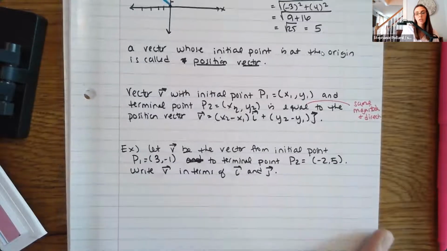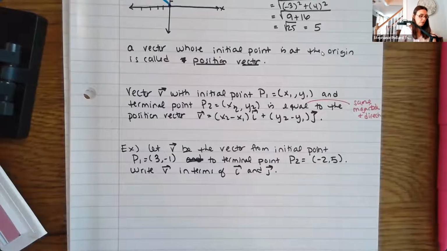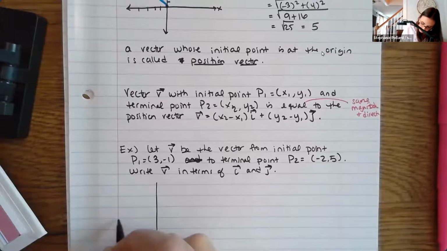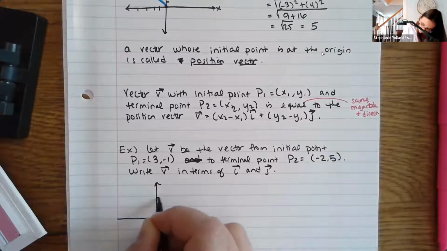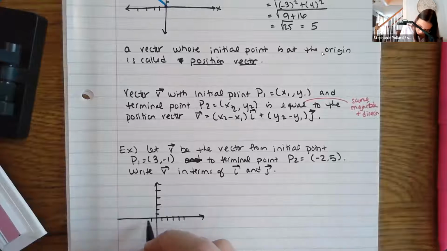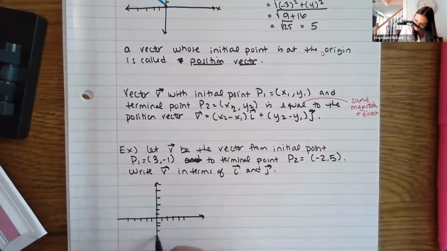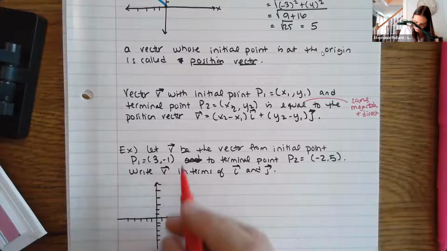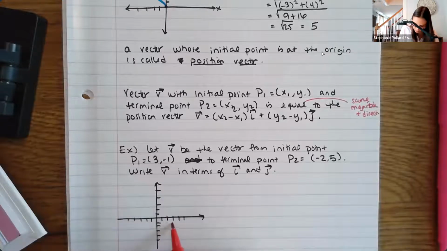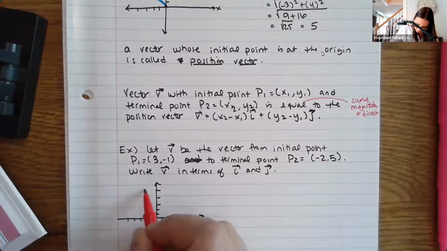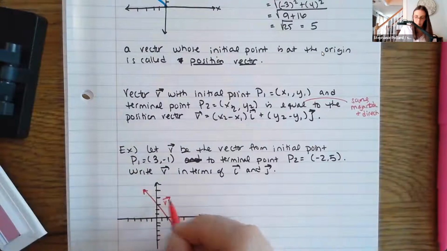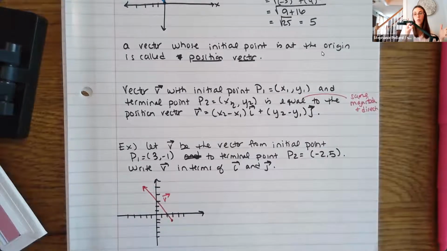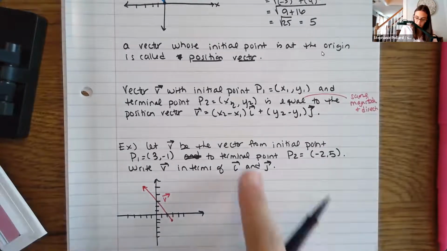So basically, we're going to shift this vector. The initial vector goes from 3, -1 to -2, 5. Maybe we can draw that quickly just so we can see it. So this is vector v. But to write it in terms of i and j, we need to shift it to the origin. That's really all we're doing here, and that's what this formula does for us.